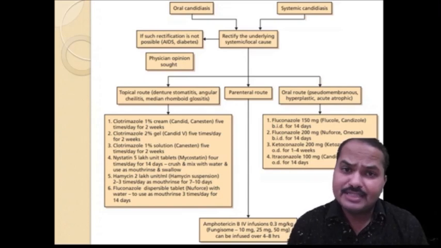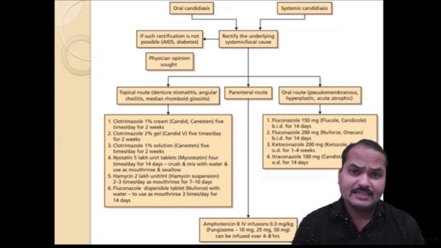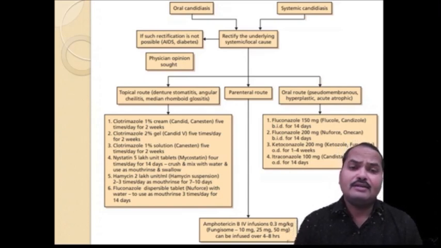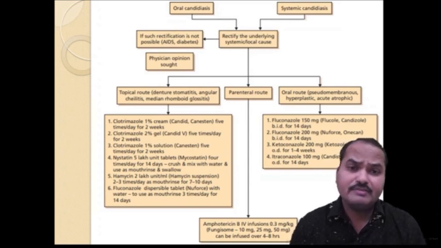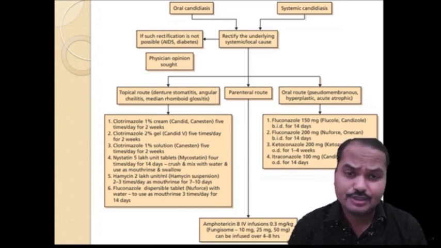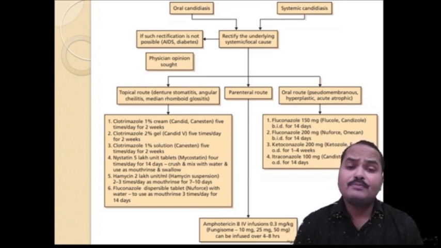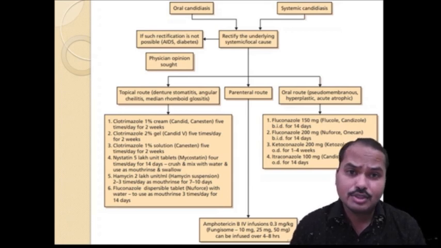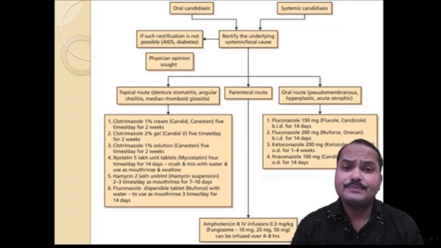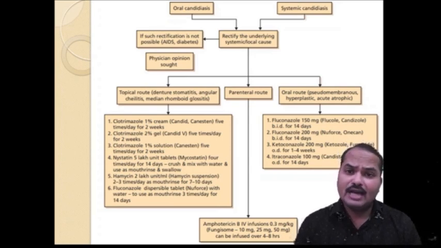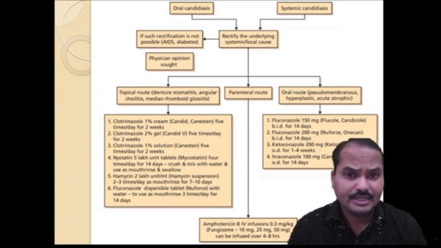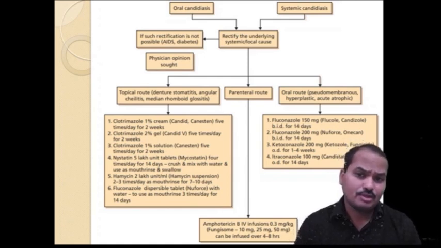Here is a representation of the decision of making medicinal treatment by what route. If we are presenting the patient with oral candidiasis only, and we can rectify the underlying cause, even if there is systemic candidiasis and rectification of the underlying cause is possible, either locally or systemically, then we can go for the parenteral route of the medicine, which is amphotericin B. If the rectification is not possible, as in AIDS or diabetes, then we have to seek the physician's opinion. We cannot move forward with the treatment protocol.